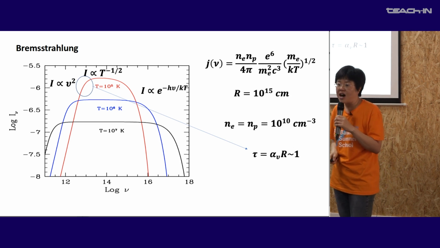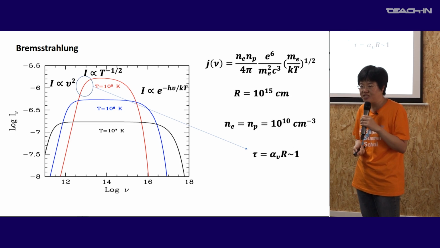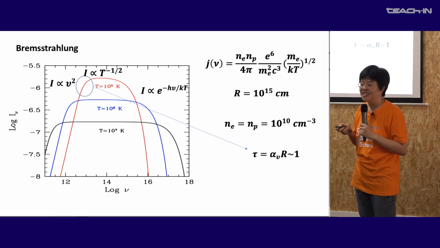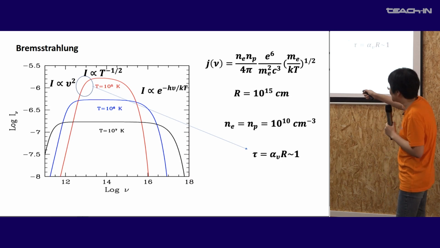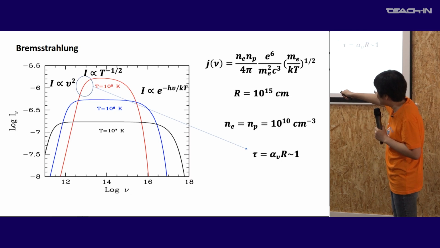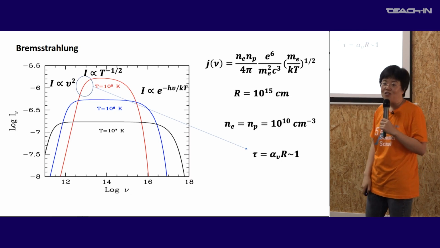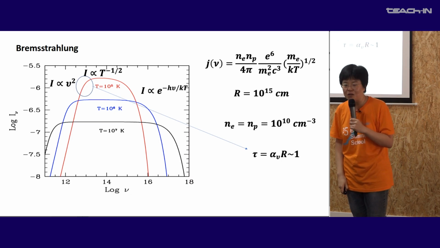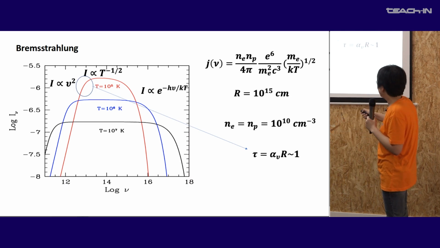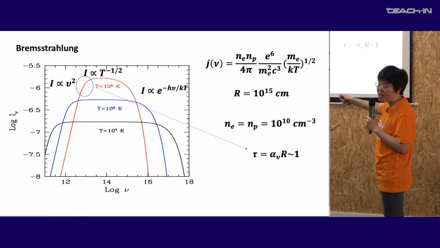When you have higher energy, higher temperature, your J is lower, right? Then that's why it's a bit lower. And why this part is proportional to nu square, also because of the self-absorption for this part. And then this point can be calculated.